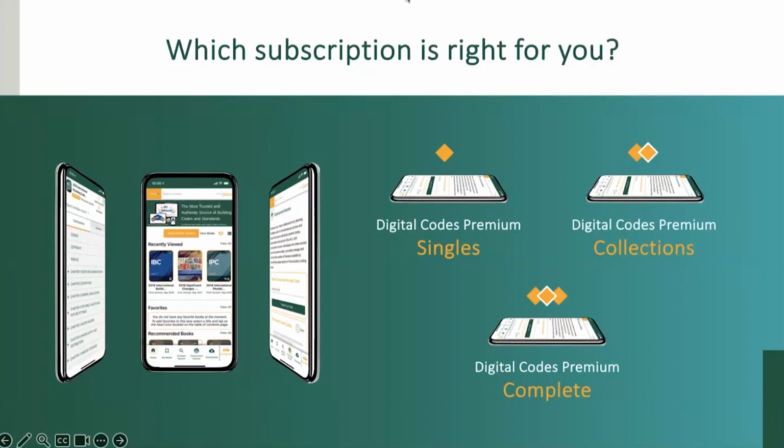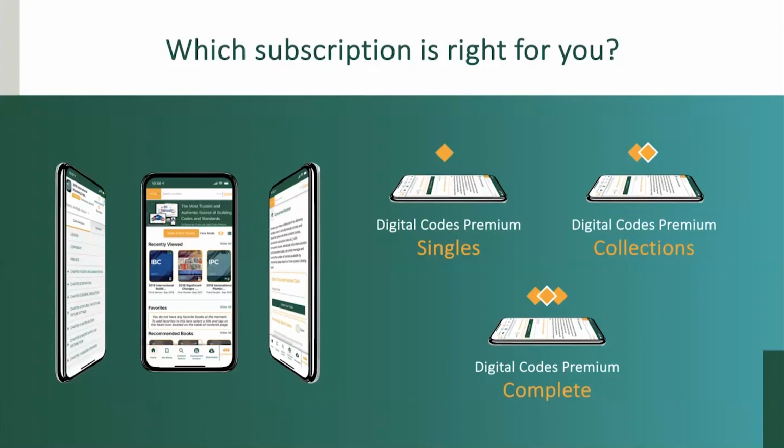So as mentioned, the Digital Codes Premium platform. Your next choice is what type of titles you'd like to have in Digital Codes Premium. As you can see on the screen here, there are singles. An example of a single title would be the IBC, International Building Code. You could also get that title in a collection. A collection of iCodes, for example, would be those 15 iCodes, both the current cycle and previous cycle, including IBC and the other titles as well.